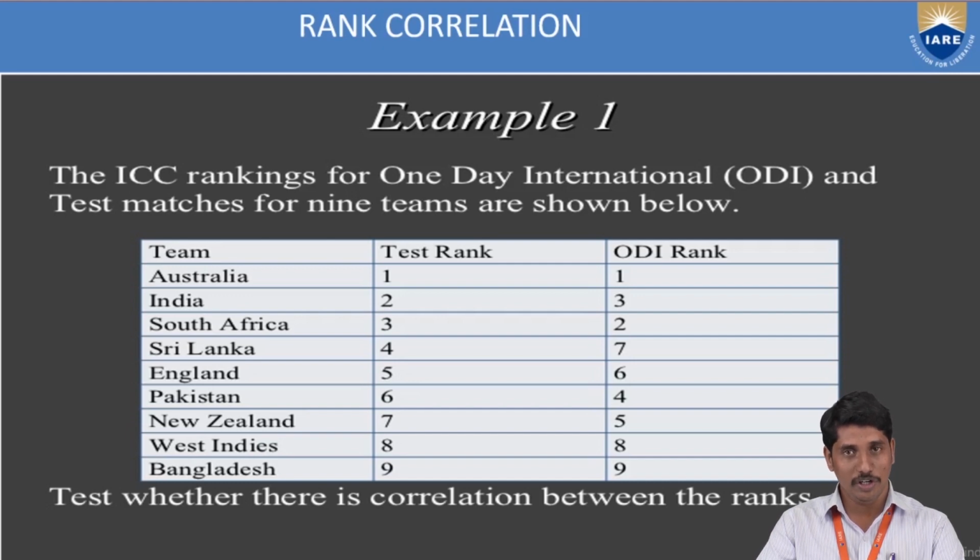If they are related, are they positively related or negatively related? That means if a team performing well in Tests is also performing well in ODIs, and a team performing well in ODIs is also performing well in Tests, that is what we are going to decide by measuring the correlation. Let us look into the solution in the next slide.